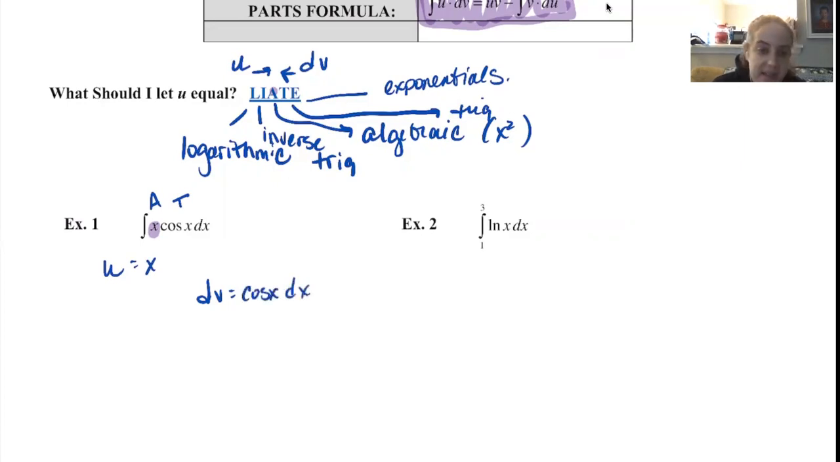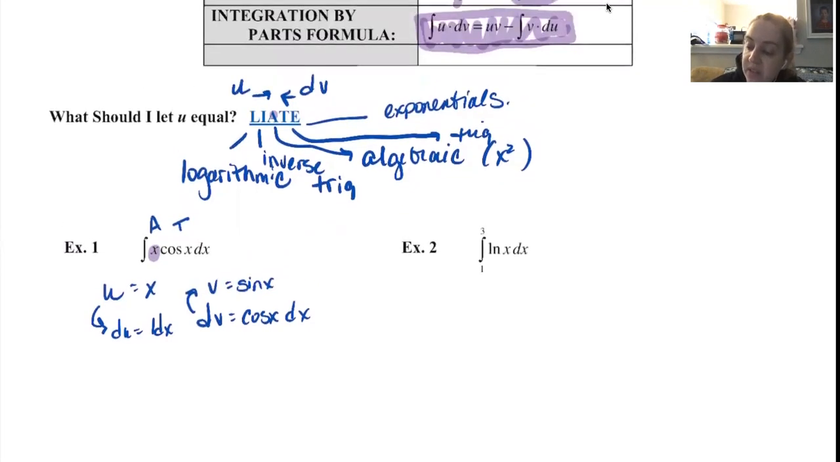Now, I wrote these offset on purpose. From the u piece, we need to come up with the derivative of u. The derivative of x is 1 dx. And then from the dv piece, we need to come up with the integral. So what's the antiderivative of cosine? It's sine.